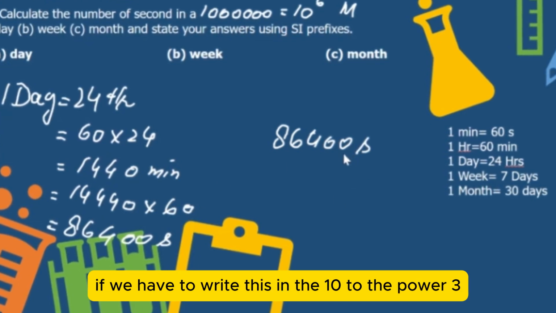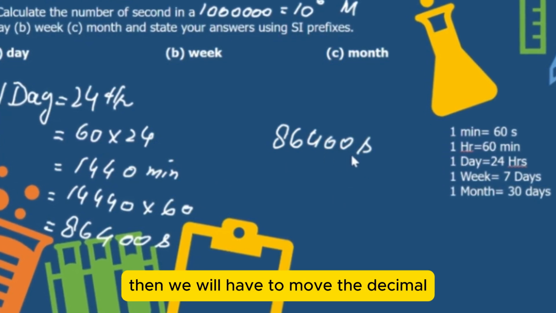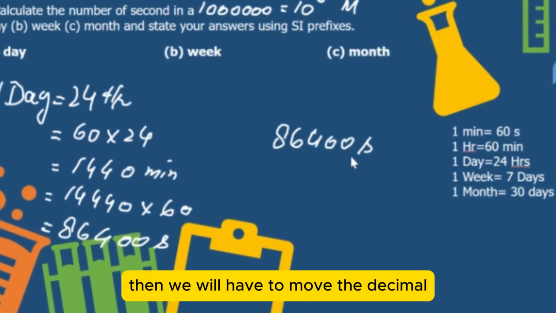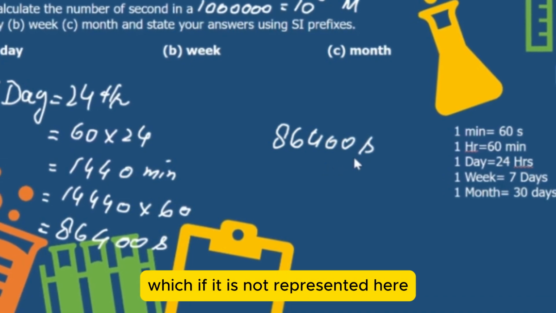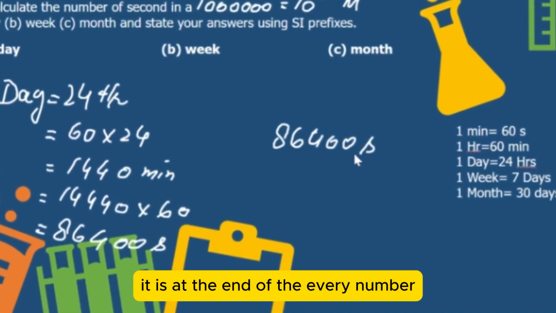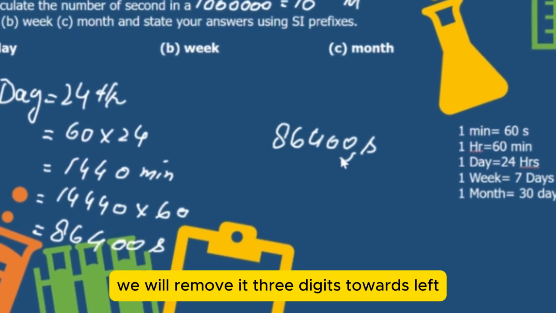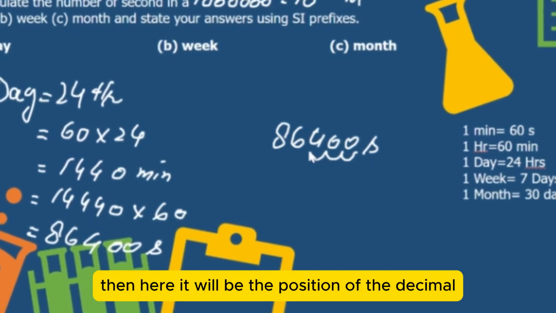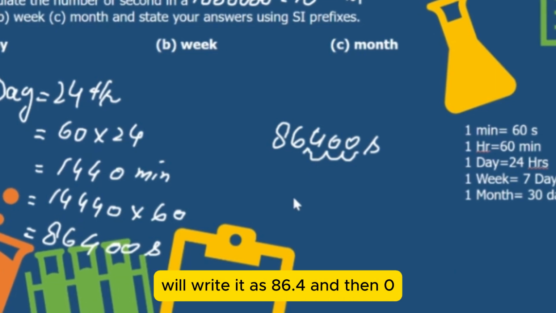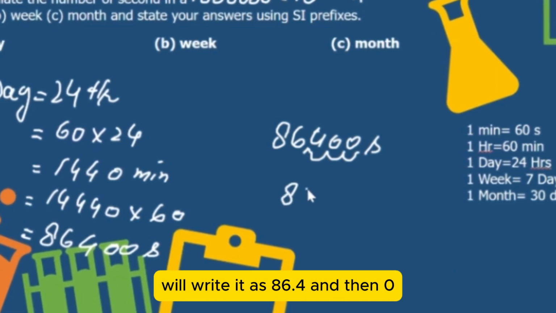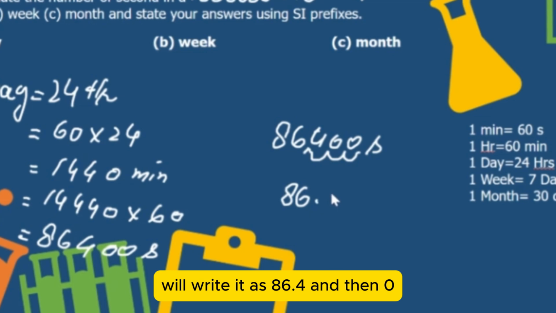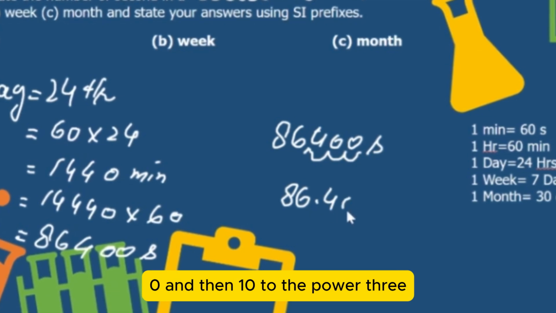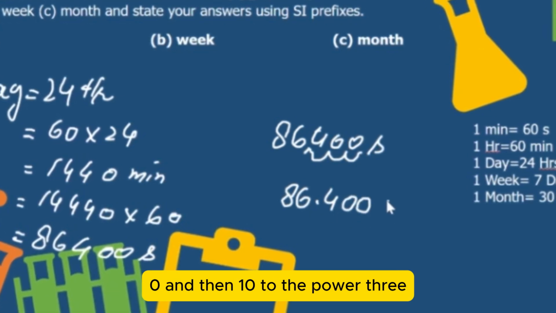If we have to write this in 10 to the power 3, then we will have to move the decimal, which if it is not represented here, is at the end of every number. So we will move it 3 digits towards the left. Then here will be the position of the decimal. We will write it as 86.4 and then 00 and then 10 to the power 3.